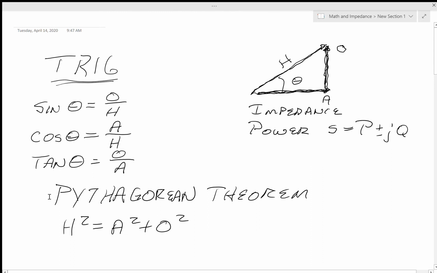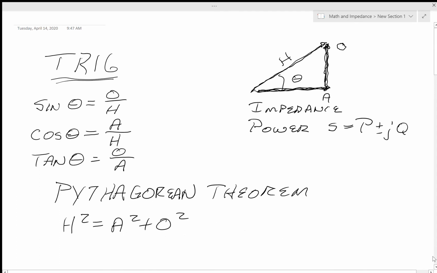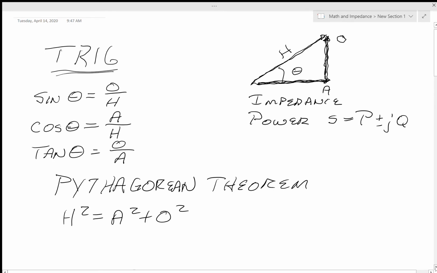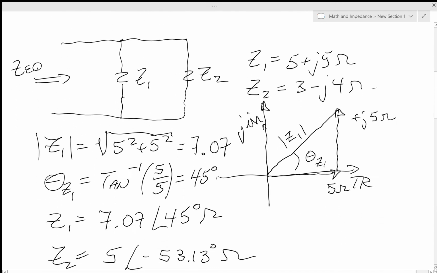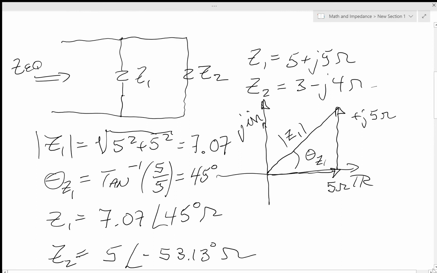The other part you'll need is the Pythagorean theorem, which says that the hypotenuse squared equals the adjacent squared plus the opposite squared. So that's the math we'll need to turn polar into rectangular and rectangular into polar format numbers. Okay, so let's take an impedance problem right here. We have Z1 in parallel with Z2, and we're looking for ZEQ. Z1 is 5 plus J5 ohms, and Z2 is 3 minus J4 ohms.